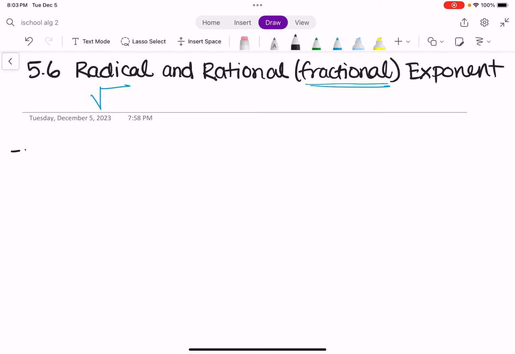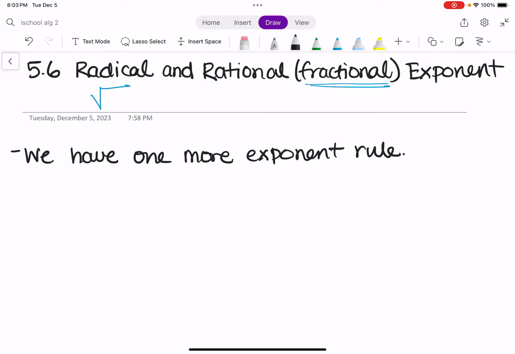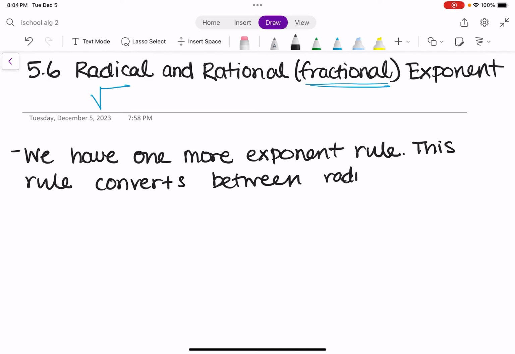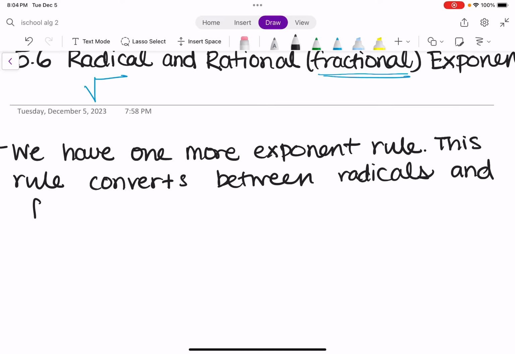So we're going to write the following. We have one more exponent rule. This rule converts between radicals and fractional exponents.